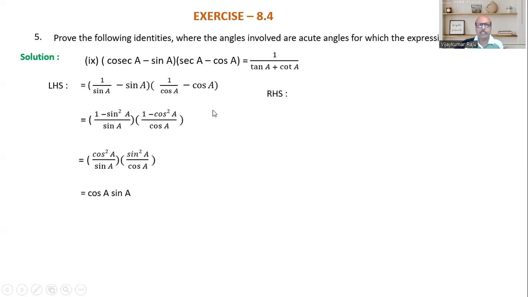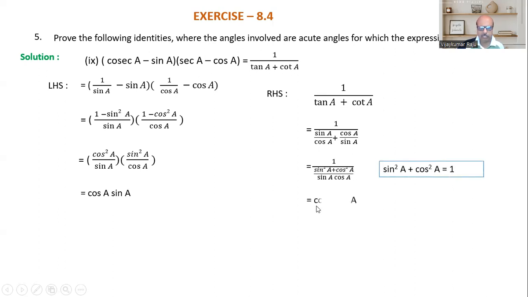Now take the right side. See what happens on the right side. Here again write it in terms of sine and cos: 1 upon sine cos plus cos sine. Take LCM here: 1 upon sine cos into sine square plus cos square. Sine square plus cos square is 1. So it becomes 1 upon 1 upon sine cos. This goes to the numerator. It becomes sine cos. So the left side and right side both are equal. Therefore, it is true that the left side and right side both are equal.